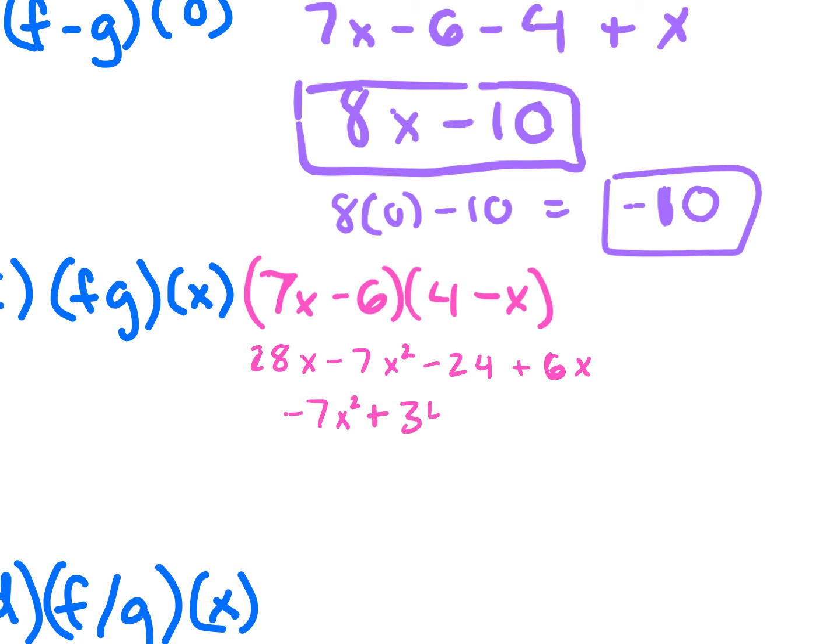Awesome. Negative 7x squared plus 34x minus 24. So just combine your like terms and put it in standard form, so make sure that x squared comes first. So that is my f times g of x.